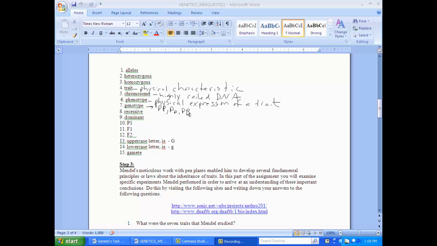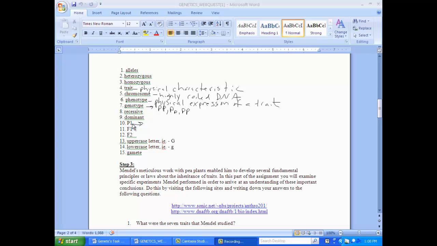Recessive, will it get expressed or not expressed? Well, when will a recessive trait get expressed? Good. Only when it's paired with another recessive trait. Dominant, when will that get expressed? All the time. If there's a dominant allele, if you get one dominant allele from one of your parents, that's the trait that you're going to have that's going to be shown. All right?